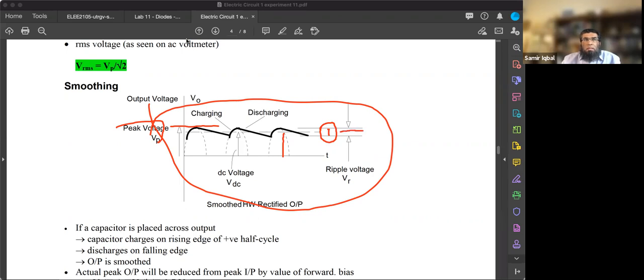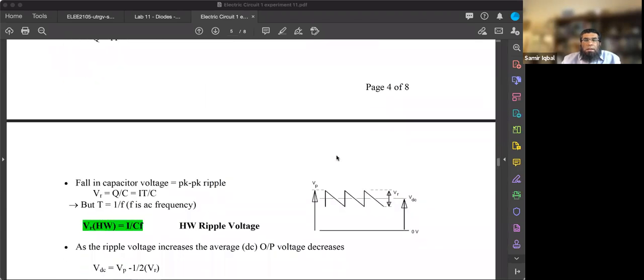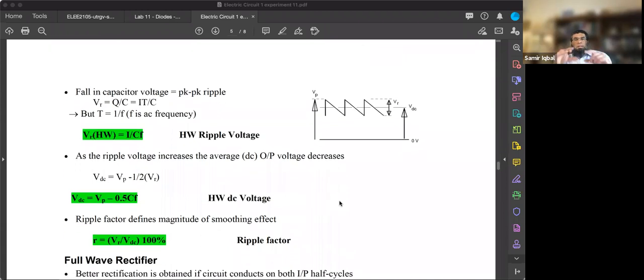So from this, we can see that if the ripple voltage increases, the DC voltage decreases. So we plug in the VR here, and we get the DC voltage in terms of the input frequency and the capacitance that is used. So by knowing what capacitors we are using, we can design a circuit for the specific DC that we want on the output.